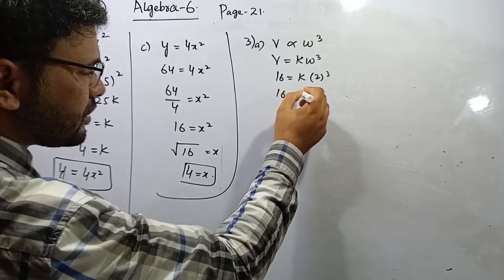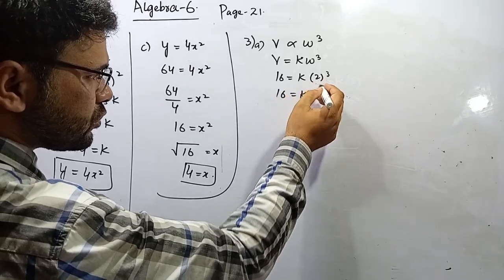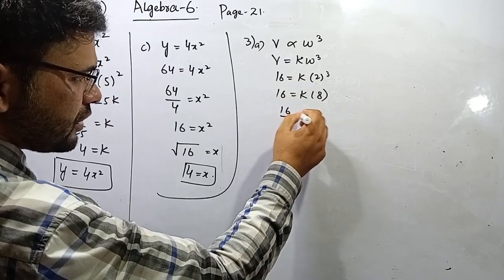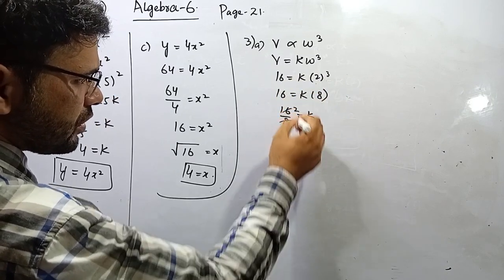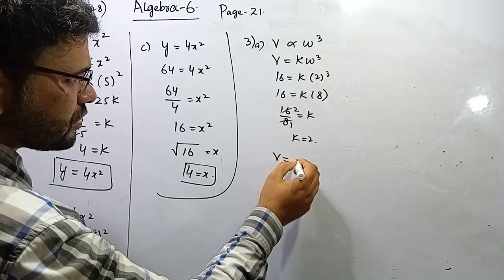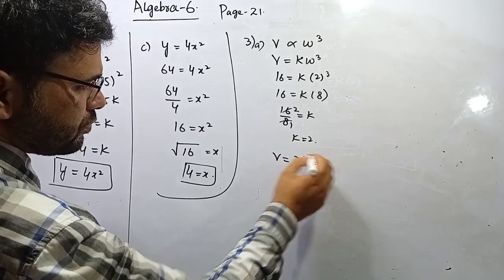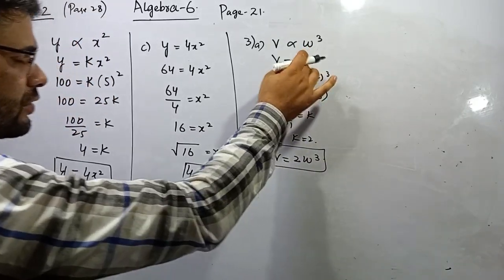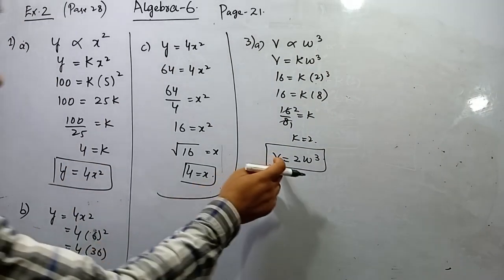Then I can write 16 equals K times 2 into 2 into 2, that's 8. 2 twos are 4, 2 fours are 8. So 16 by 8 is equal to K. So K is equal to 2. Now do the substitution: V is equal to 2W cubed. This is the formula. This value of K I am putting here. So I got this formula.